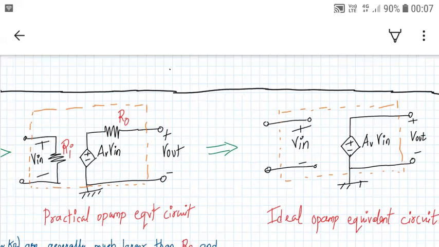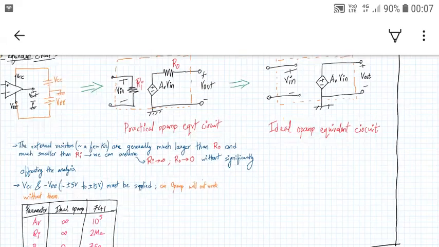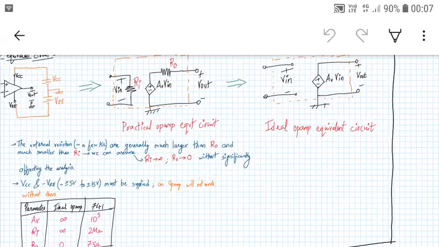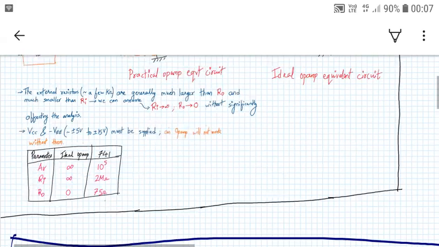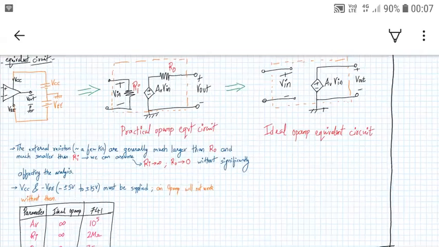So let us see what we can analyze from here. We have already gone through the inverting and non-inverting amplifier. In those we have external resistors R1 and R2, which are generally in kilo ohms, and those external resistors are much larger than the output impedance of the op-amp. So output impedance is 75 ohms, and normally we consider external resistors in kilo ohms. Hence they are much larger than the output impedance, and much smaller than the input impedance of the op-amp.